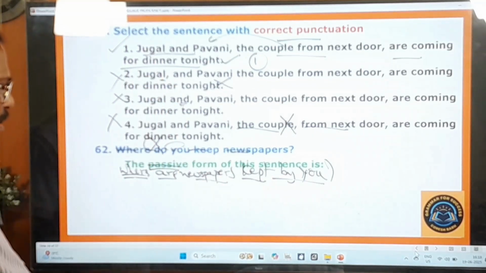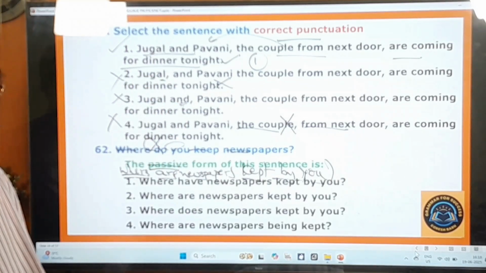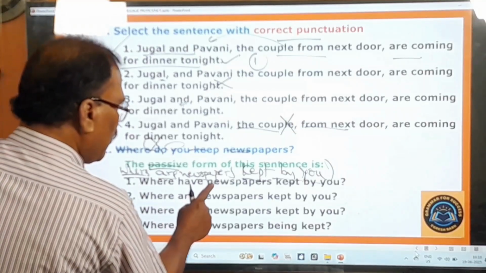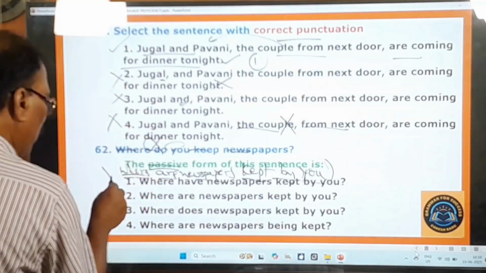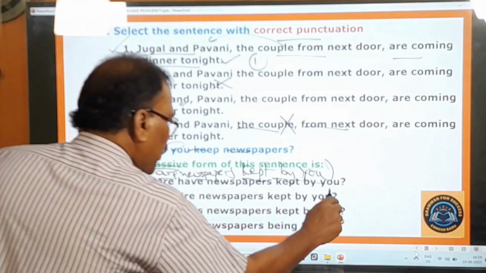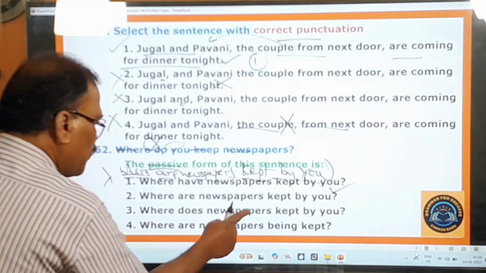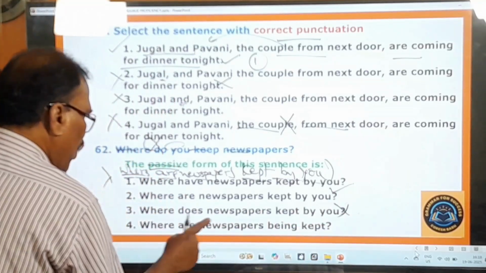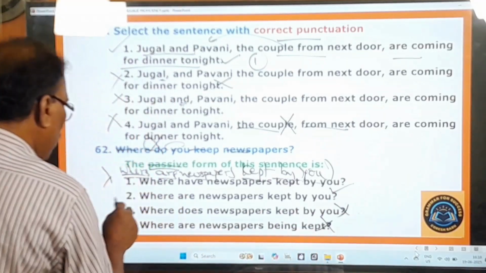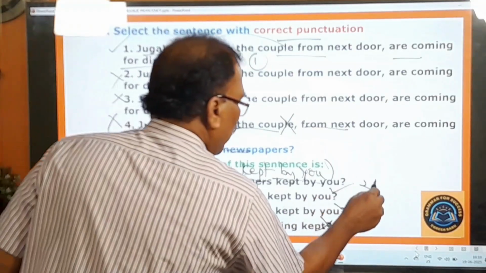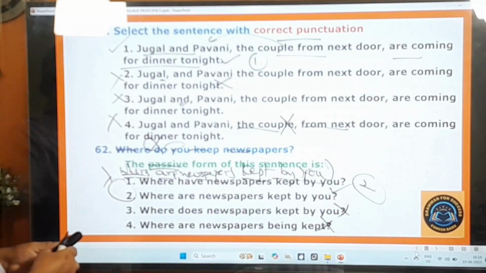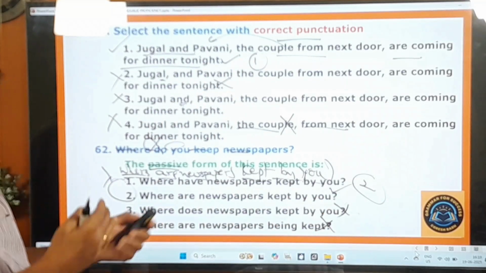Come on, let us check for the option. Okay, where have newspapers kept? No. Where are newspapers kept by you? The second one is the right one. Where does newspapers kept? No. Where are newspapers being kept? Okay, the second one is the right one. That's how you have to change the WH questions into passive voice.